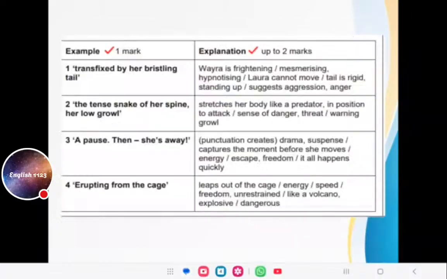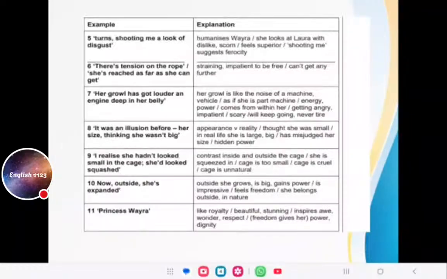Let's have a look at the marks here. Transfixed by her bristling tail. The tense snake of her spine, her low growl, a pause, then she's away. Erupting from the cage. That's my favorite example. Erupting from the cage. So, and there are other examples possible. There are many.